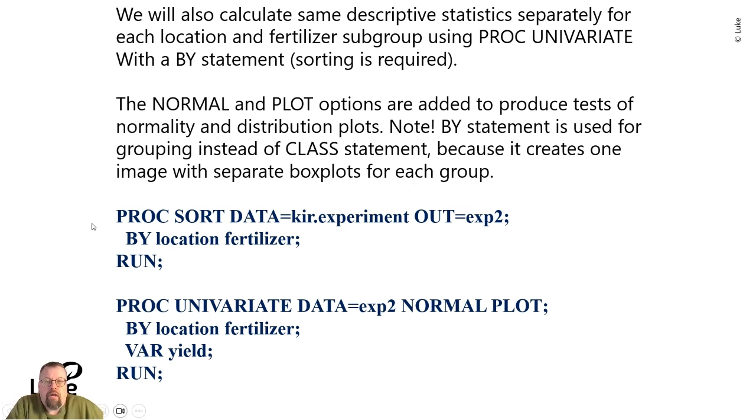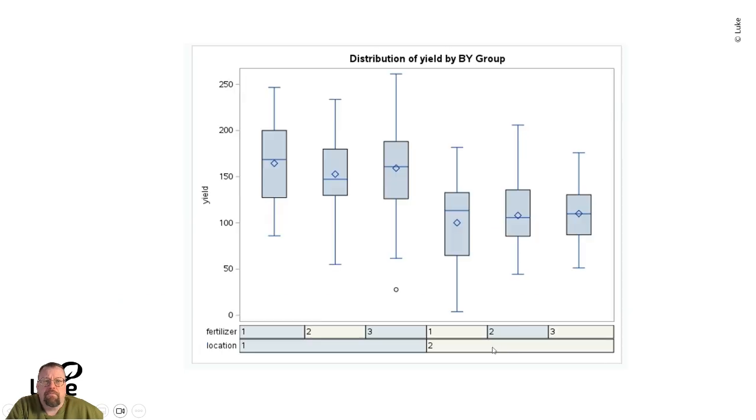And again, when we are using the by statement here in proc univariate, we must make sure that the data is sorted accordingly. So that's why we have a proc sort with exactly the same by statement here first. And then in proc univariate, everything is pretty much familiar to us from earlier examples. So the output looks like this.